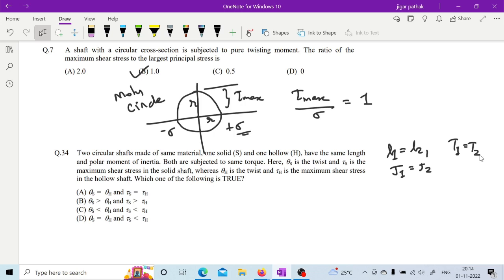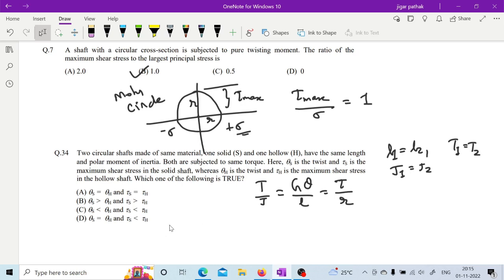So both are subjected to the same torque, theta s is the twist and tau s is the maximum shear stress. This question you will be able to solve from T upon J is equal to G theta by L is equal to tau upon R.